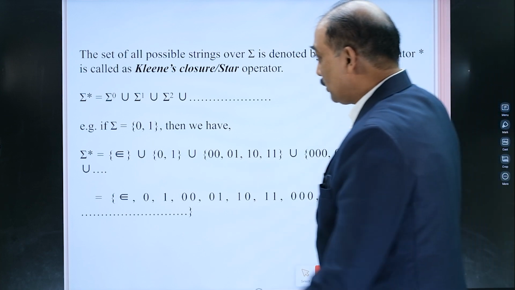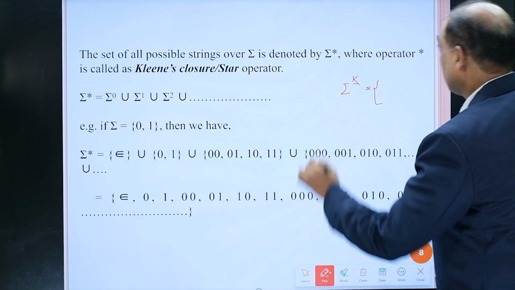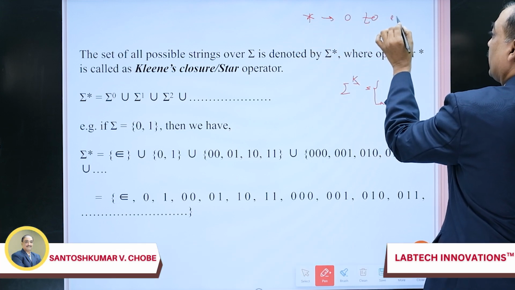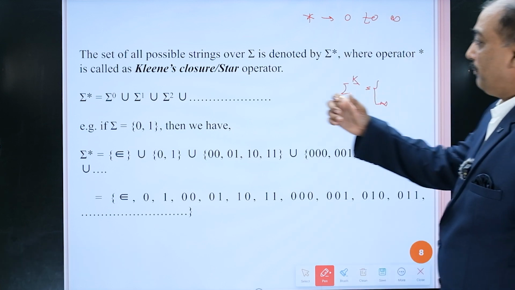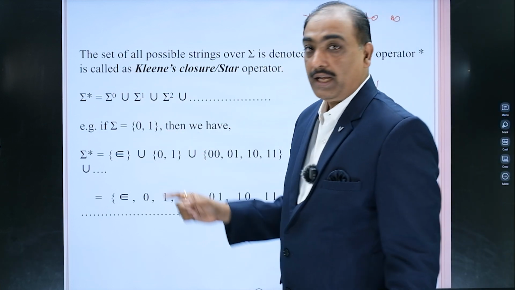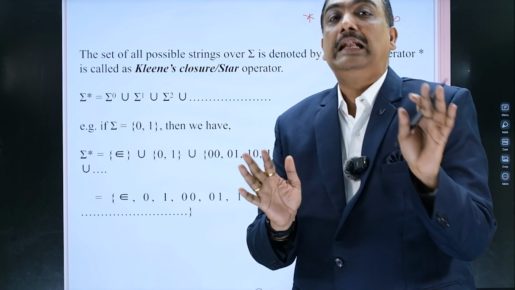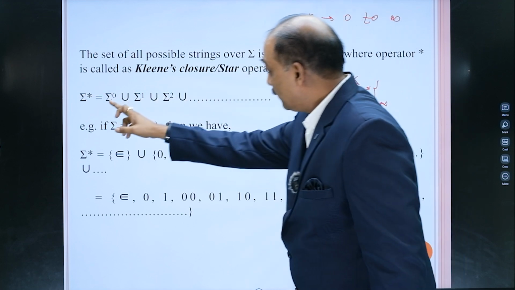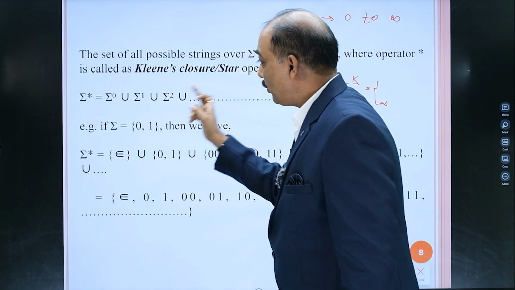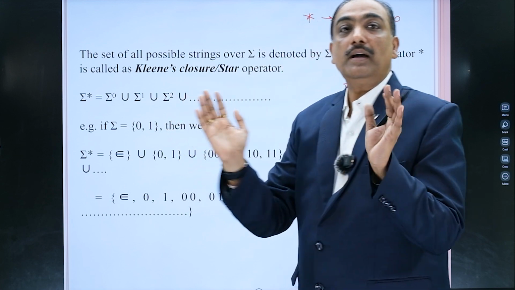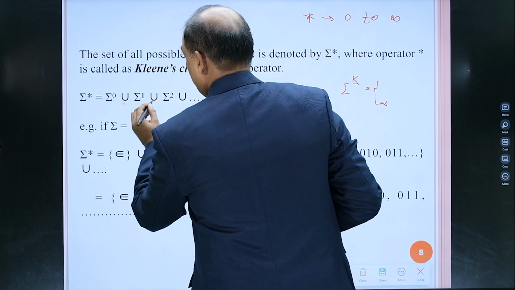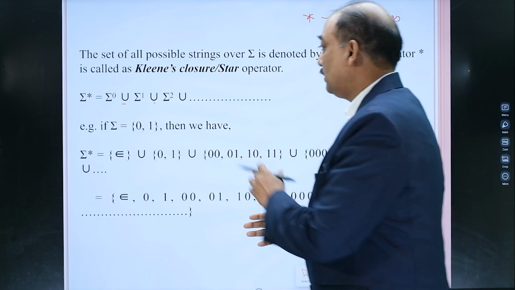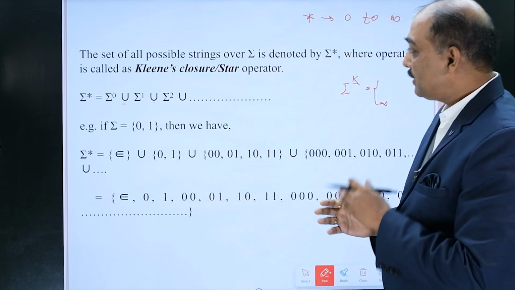Now I am going to write sigma to the power star. Star means 0 to infinity. So how can I write this star? If I write sigma to the power star, it will consist of the strings of any length, because I can write sigma to the power 0, sigma to the power 1, sigma to the power 2 and so on. And all these sets will be combined together by using the union operation. So to summarize, sigma to the power star is equal to sigma to the power 0 union sigma to the power 1 union sigma to the power 2.